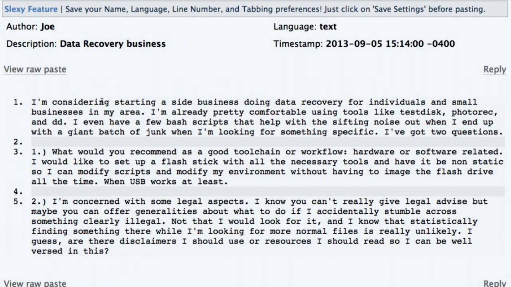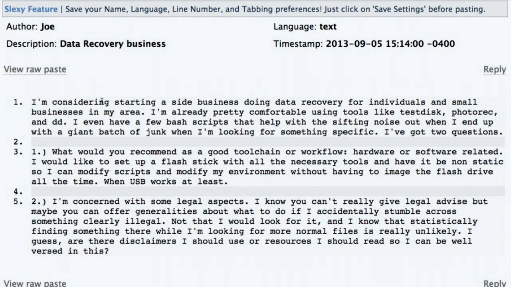I've got 2 questions for you. Number 1. What would you recommend as a good tool chain or workflow, hardware or software related? And I'd like to set up a flash stick with all necessary tools and have it be non-static so I can modify scripts and modify an environment without having to image the flash drive all the time. USB, when USB works best, or at least.